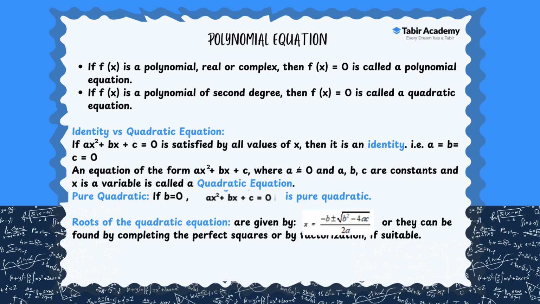और इसके लिए हमारे पास एक स्पेसिफिक फार्मूला होता है विच इज़ x इक्वल्स टू माइनस बी प्लस माइनस अंडर रूट बी स्क्वायर माइनस 4ac ओवर 2a, या फिर वी कैन ऑल्सो फाइंड द रूट्स बाय कंप्लीटिंग द परफेक्ट स्क्वायर्स ऑफ द इक्वेशन और बाय फैक्टराइजेशन.